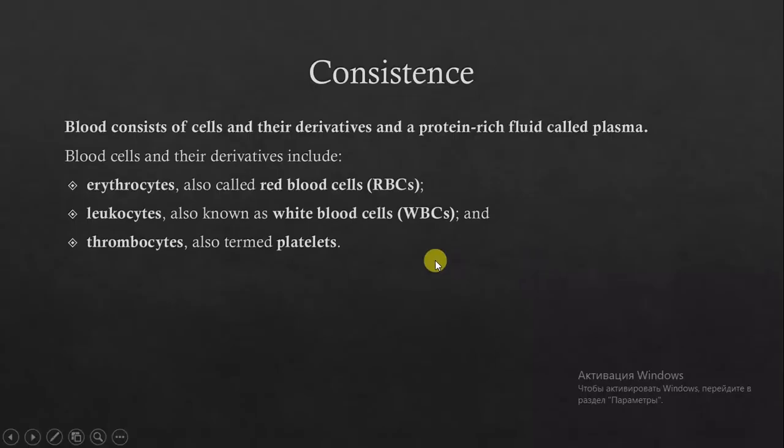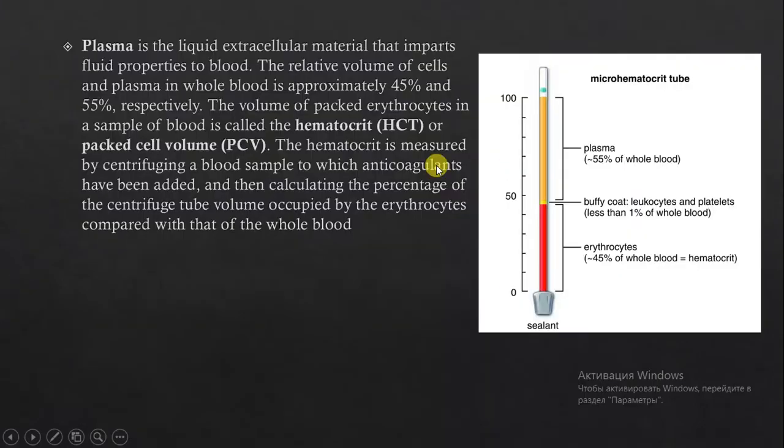Blood is subdivided into two main components: plasma and formed elements. So let's talk about formed elements in the beginning. There are erythrocytes, which are known as red blood cells, leukocytes, which are known as white blood cells, and thrombocytes, also termed platelets. So always remember that erythrocytes equal RBC, leukocytes equal WBC, thrombocytes equal platelets.